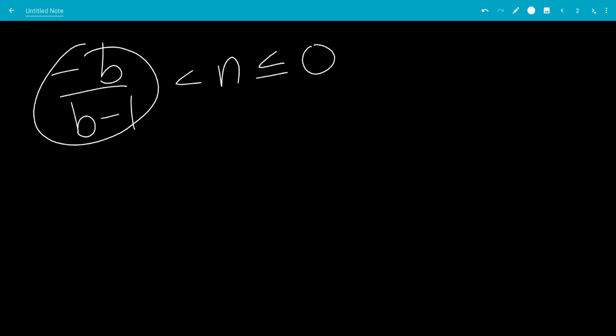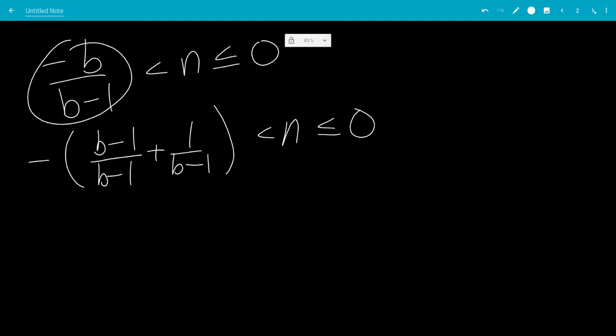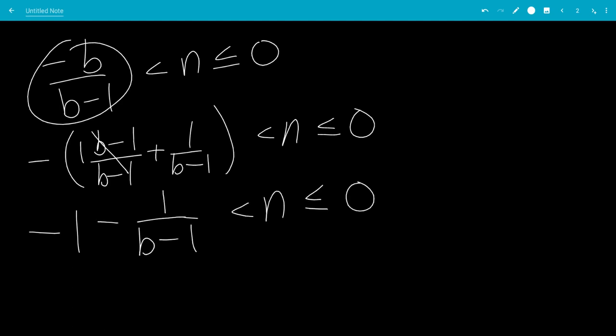And this we can rewrite as negative b minus 1 over b minus 1. But we need b, so we have plus 1 over b minus 1, less than n, less than or equal to 0. So when we multiply by negative, this will be minus 1 minus 1 over b minus 1 less than n is less than or equal to 0.